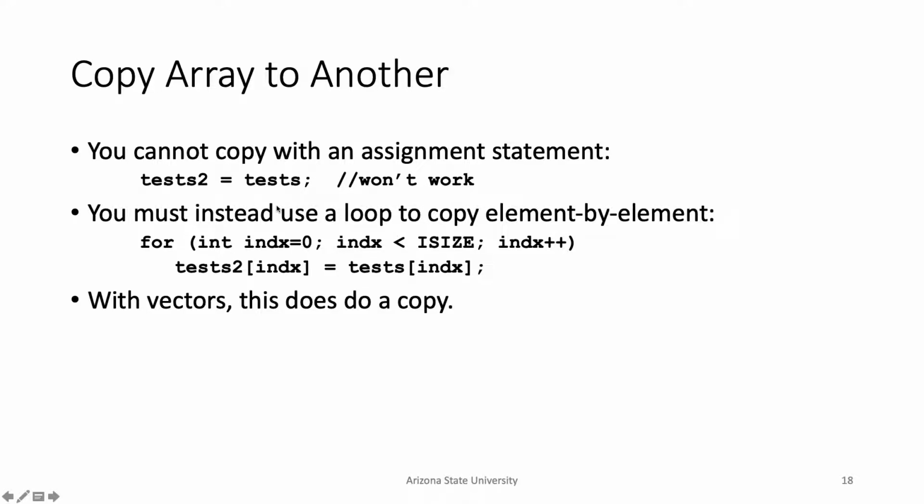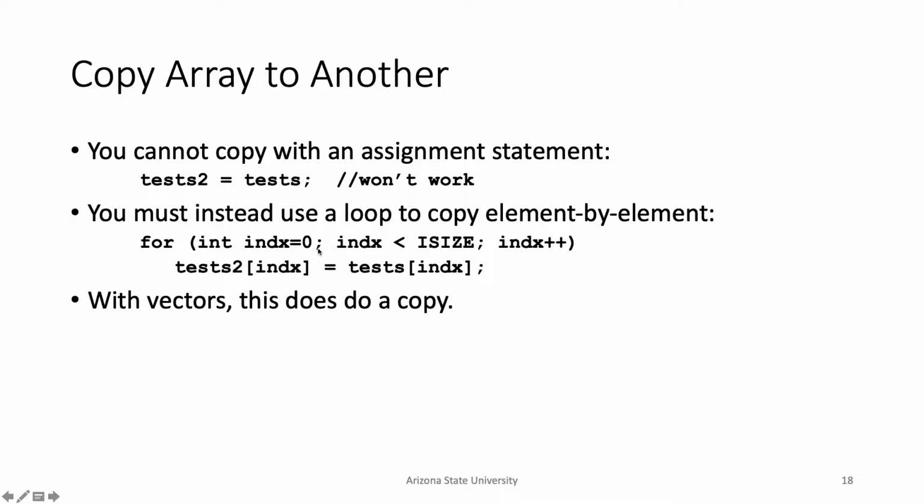But this doesn't work. Can anyone explain why this doesn't work? What happens here is that tests, the name itself, is an address, a memory location. And tests of 2 is also a memory address. So what you're trying to do here, really, is assign a memory address to another memory address. Does that copy the values over? I want 2 independent copies of the same values. No, that doesn't copy.